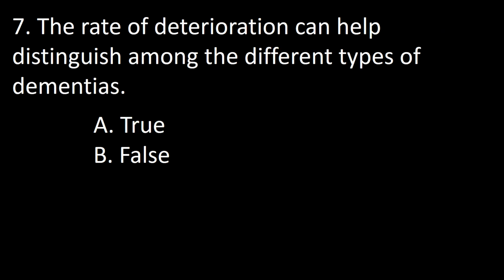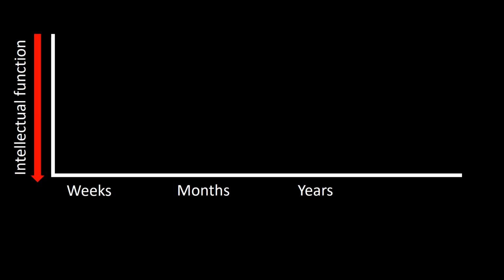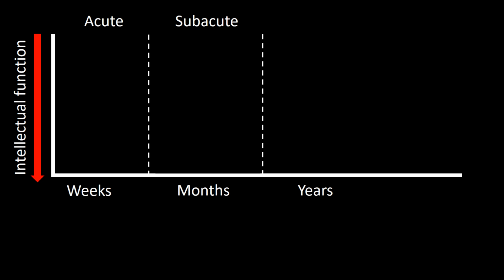Next question. The rate of deterioration can help distinguish among the different types of dementia. A true, B false. This chart maps time and intellectual function. Intellectual function refers to the general mental ability that includes reasoning, planning, problem solving, abstract thinking, comprehending complex ideas, learning quickly, and learning from experience. The course is divided according to time in acute, lasting weeks, subacute, lasting months, and chronic, lasting years.